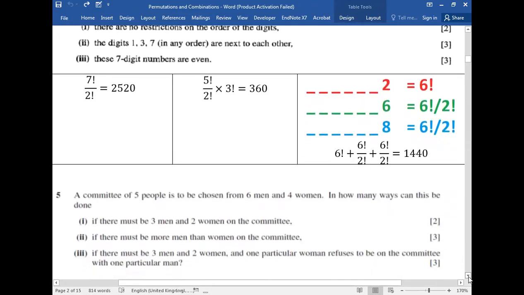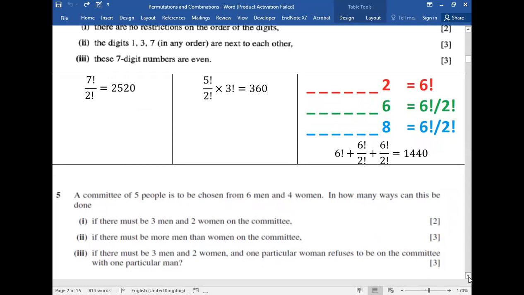Okay, now read this question. कौन सा पेज है? Page number 6, question number 5. A committee of 5 people is to be chosen from 6 men and 4 women. Are all of them unique? Obviously, every man is unique and every woman is unique. In how many ways can this be done, if there must be 3 men and 2 women on the committee?